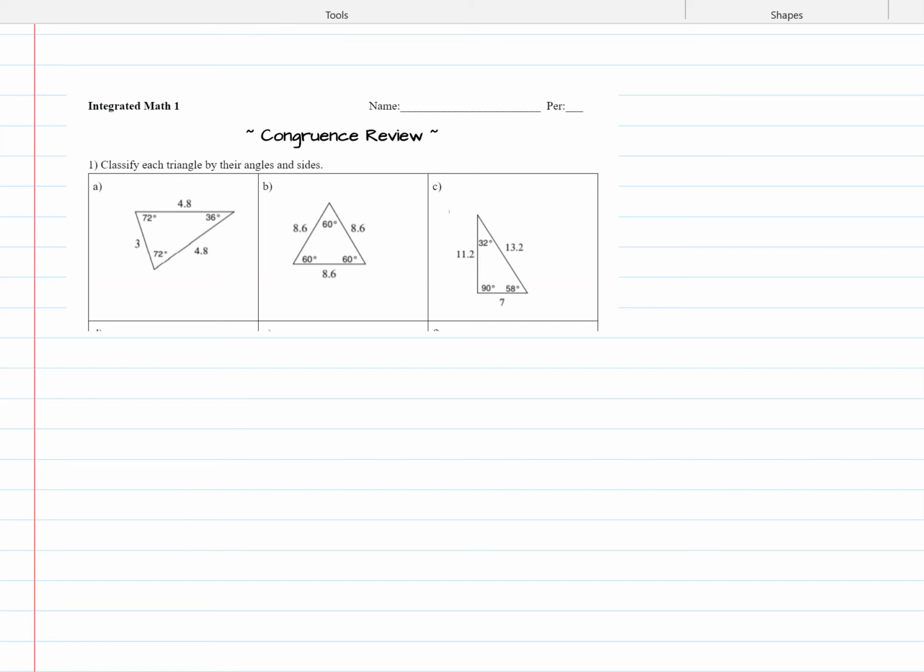Let's get started on number 1. Classify each triangle by their angles and sides.